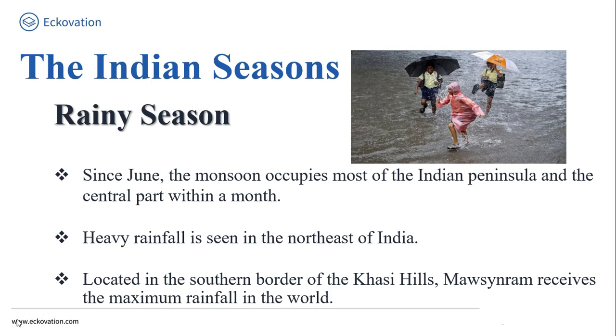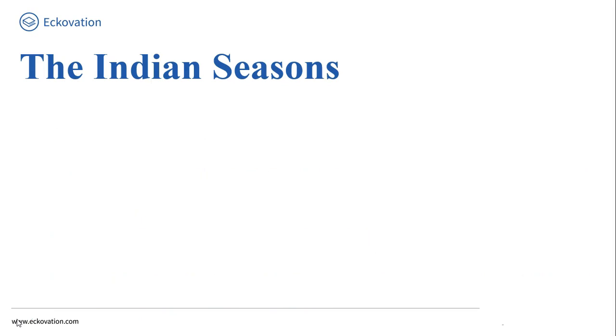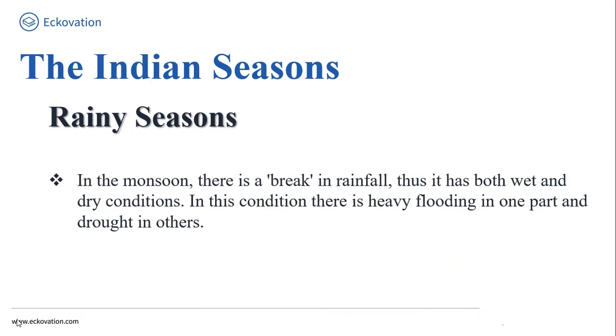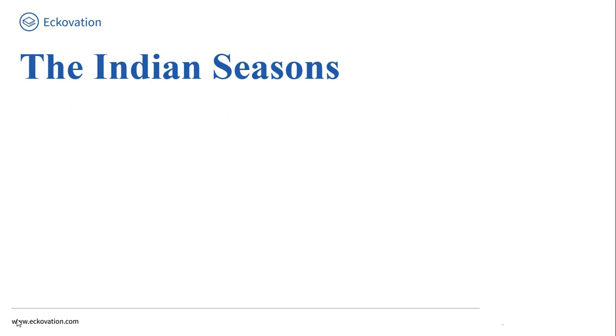Now friends, let's move ahead and continue our discussion with the Indian season. And friends, we are discussing the rainy season. My dear friends, when we talk about the monsoon, there is a break in rainfall. When we talk about a break in rainfall, it means that there are both wet and dry conditions. In this condition, there is heavy flooding in one part of India and the other part of India remains dry.